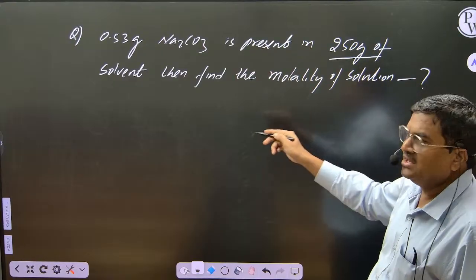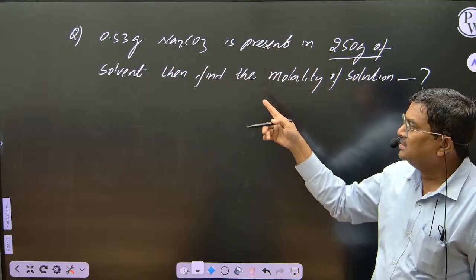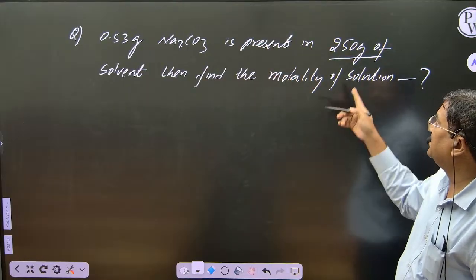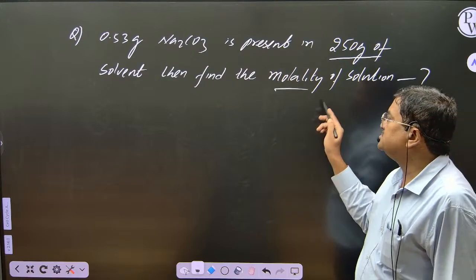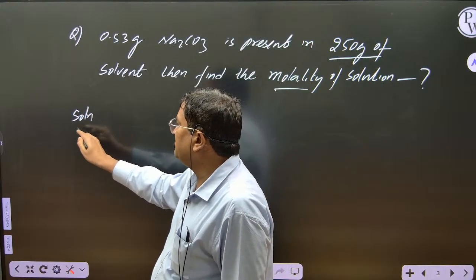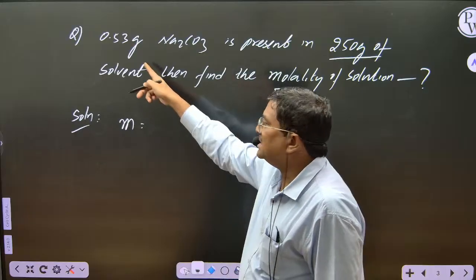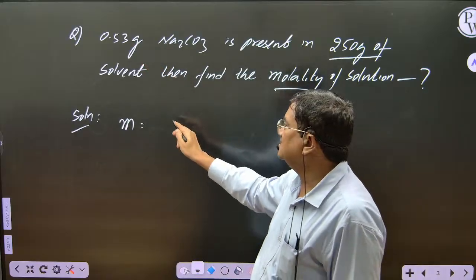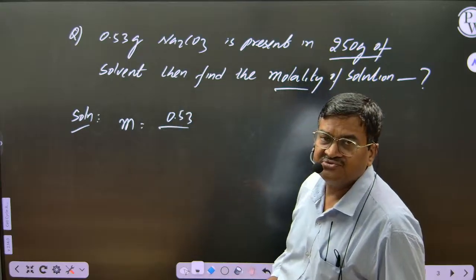See, this is how they ask to find molality from the exam point of view. In the data, the mass of solute is given and the weight of solvent is given. Then how do we get molality? Just now we studied what molality is: the number of moles present per weight of solvent. So moles I can write as mass, which is given as 0.53, divided by the molar mass of sodium carbonate.